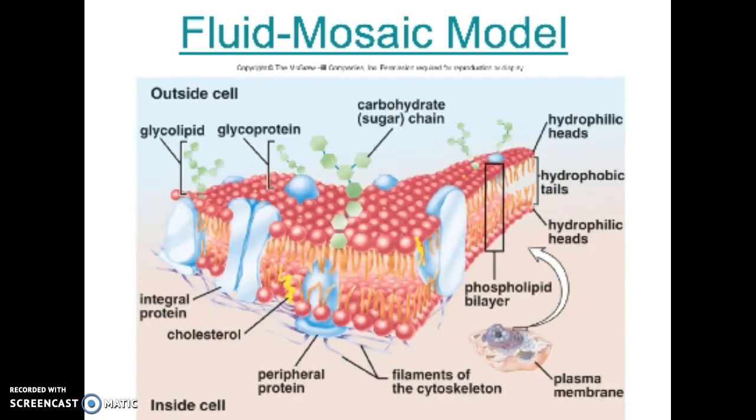This is the fluid mosaic model. This is one of the models used to describe the plasma membrane. This model describes the plasma membrane of an animal cell, and it's basically a tapestry of several types of molecules, including phospholipids, cholesterols, and proteins that are constantly moving. This movement helps the cell membrane maintain its role as a barrier between the inside and outside of cell environments.